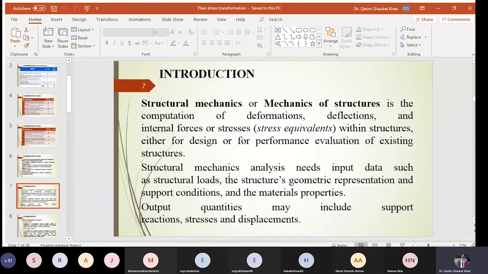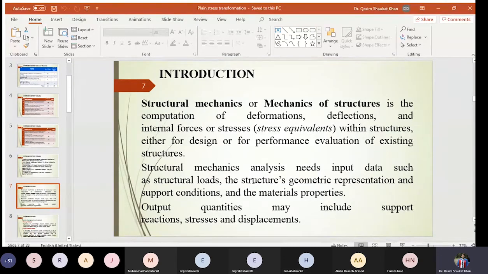Modulus of elasticity of the steel is 200,000 megapascals or 200 gigapascals, whereas the modulus of elasticity of the concrete is a function of the concrete compressive strength. So generally, for normal strength concrete, the modulus of elasticity varies from 28,000 megapascals to 30,000 megapascals.